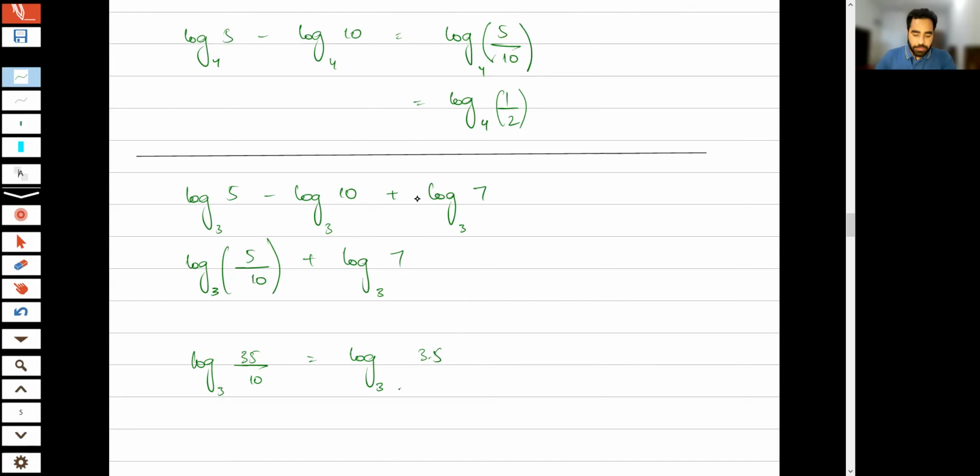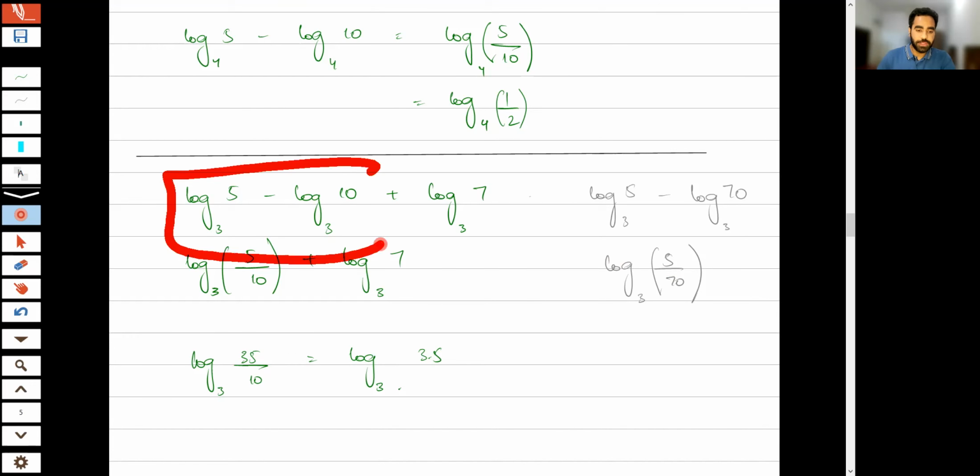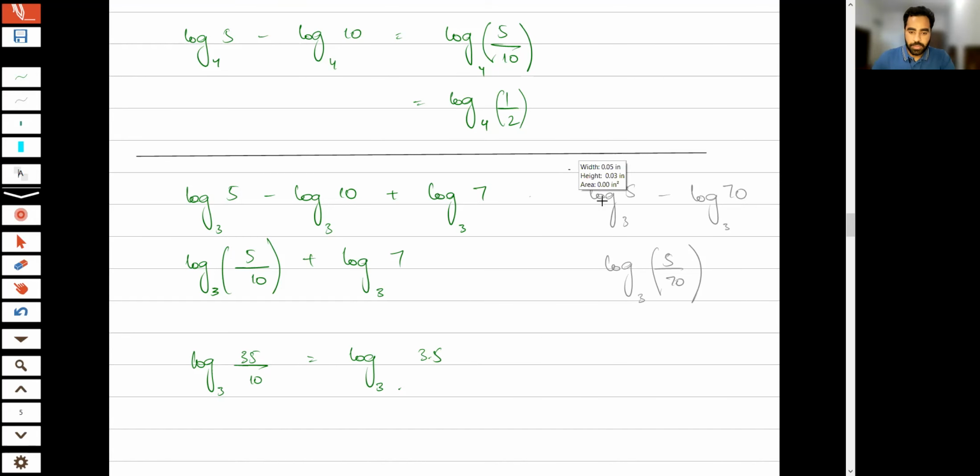If you would have done it the other way around, and applied the product law first, then the answer that you would have got would have been log 5 base 3 minus log 70 base 3, and that becomes log 5 upon 70 base 3. So one thing that you always need to remember is that you have to apply the quotient law first and then the product law. So this is wrong. What we did here is absolutely wrong.